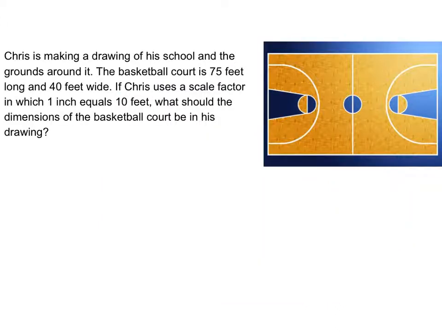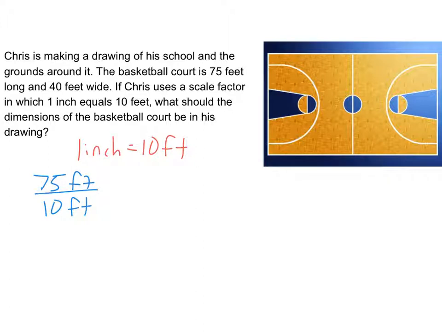Chris is making a drawing of his school and the grounds around it. The basketball court is 75 feet long and 40 feet wide. If he uses a scale factor of 1 inch equals 10 feet, what should the dimensions of the basketball court be in his drawing? So we are given that 1 inch is 10 feet. If the basketball court is 75 feet long, we need to figure out how many times 10 feet goes into that, because that'll tell us how many inches we would have. So 75 divided by 10 gives me 7.5. So his drawing should be 7.5 inches long.